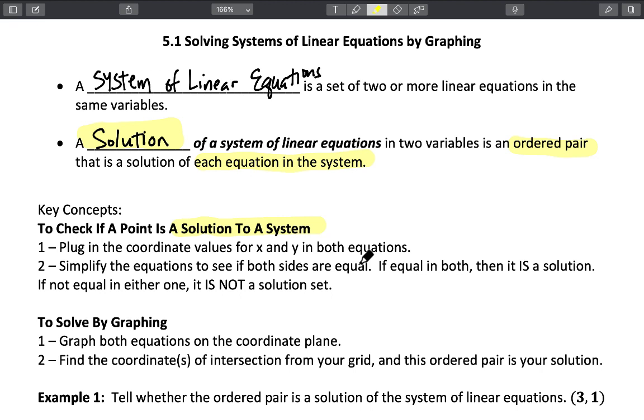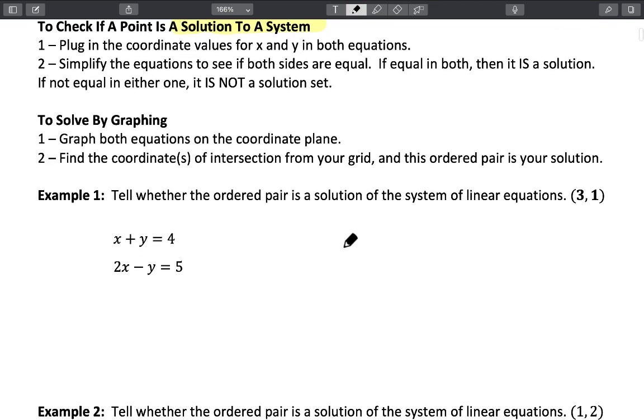So in order to determine if a certain ordered pair is a solution, we're simply going to plug that ordered pair in, the values for x and y, into both equations, and we're going to simplify and determine if it makes a true statement. If it makes a true statement, then we'd say it's a solution to the system, and if it doesn't make a true statement, then it's not a solution. Let's see what we mean here in example 1.